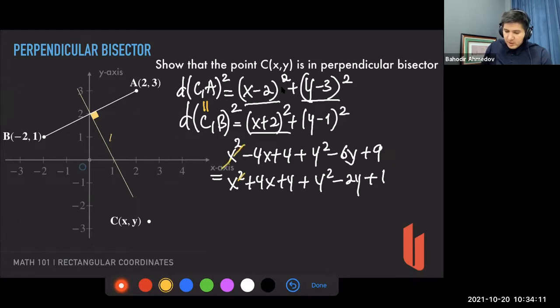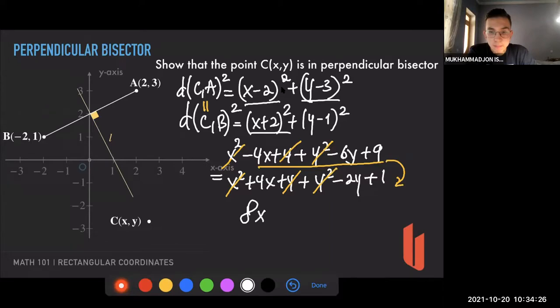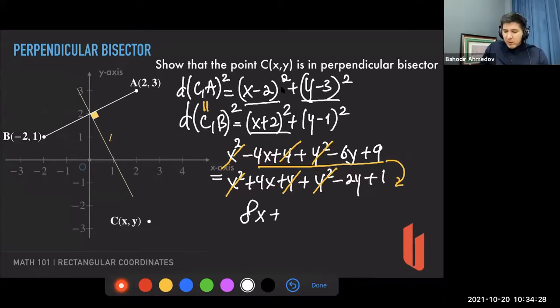We can cancel this and this, this and this, this and this, okay? And let me put all of these terms onto this side. In this case, what will I get? 4x plus 4x, it's going to be 8x, right? Minus 2y plus 6y, it's going to be 4y, right? Plus 1 minus 9, it's going to be minus 8.